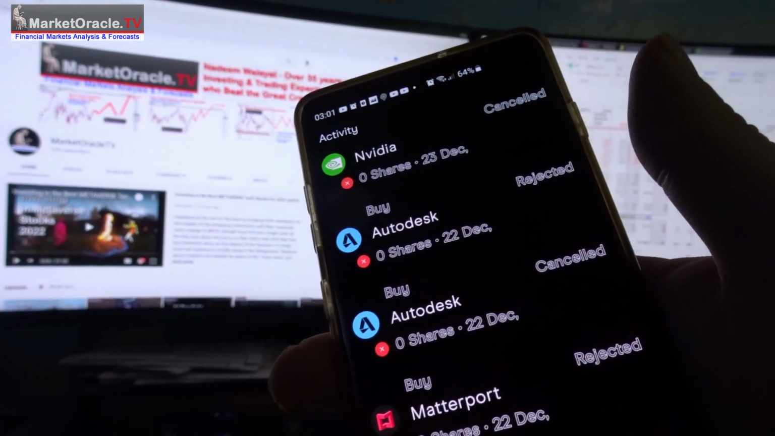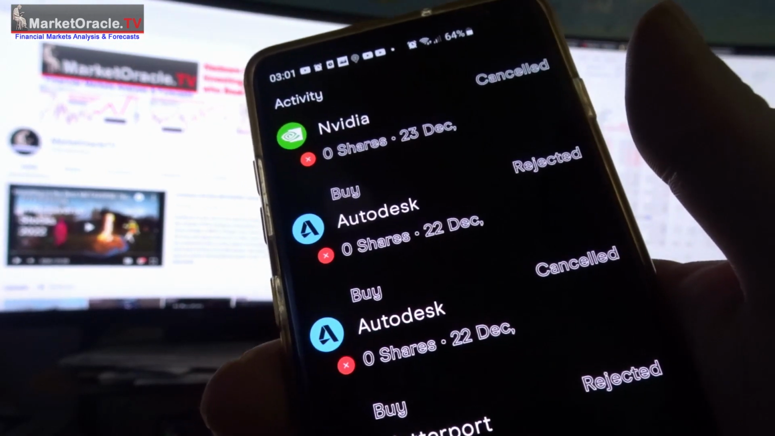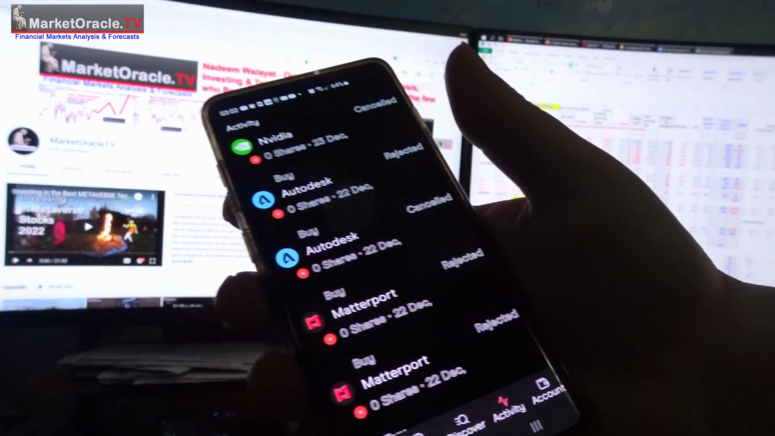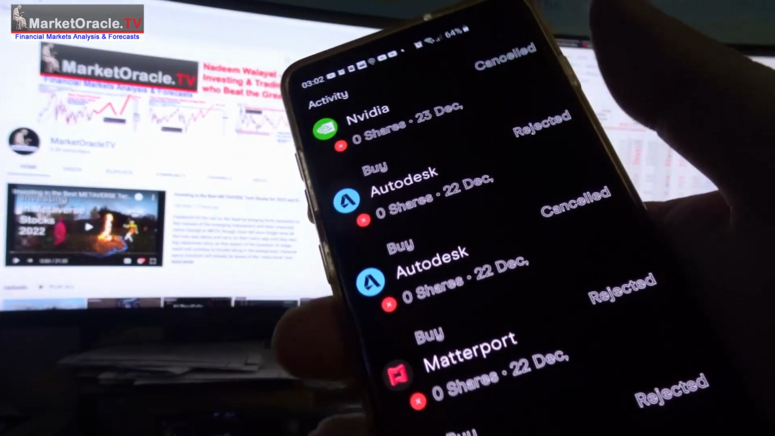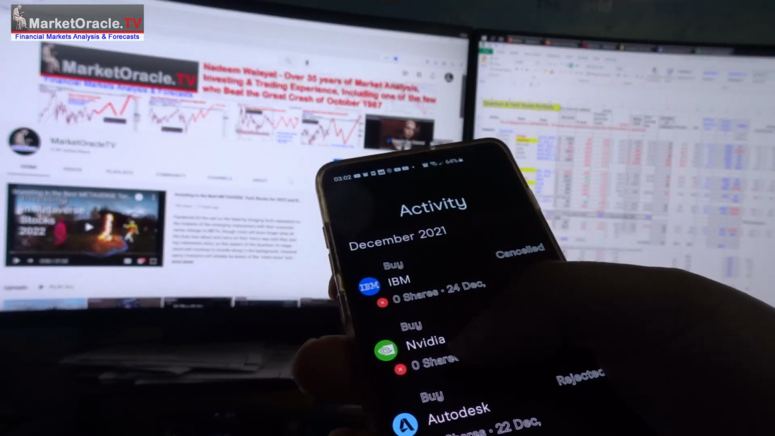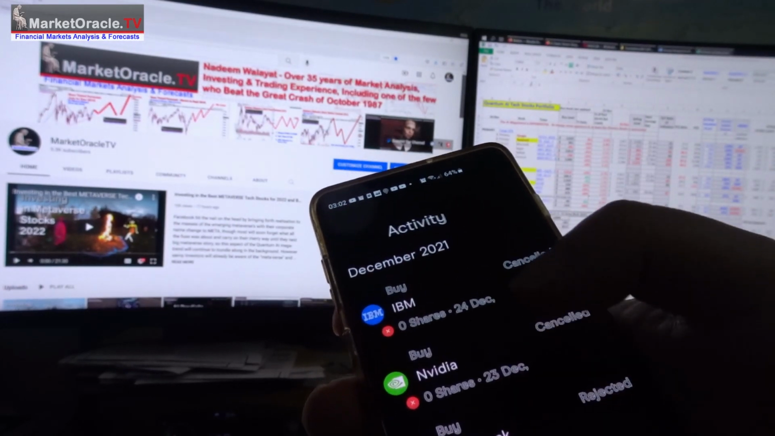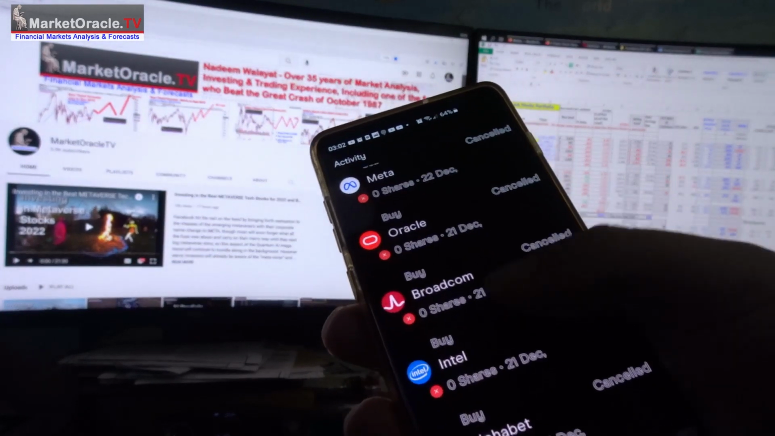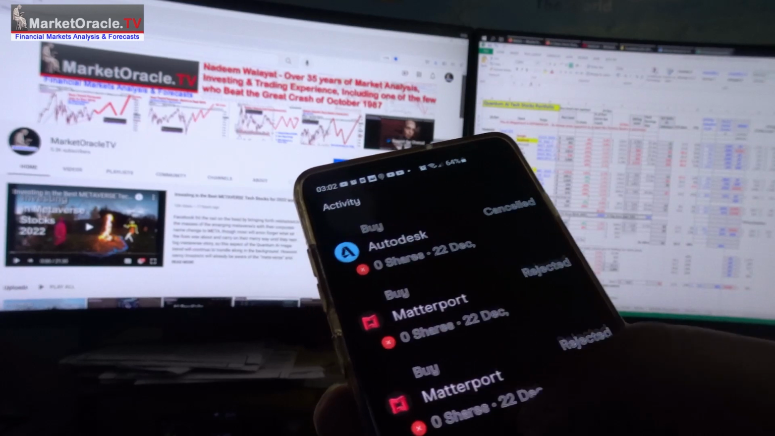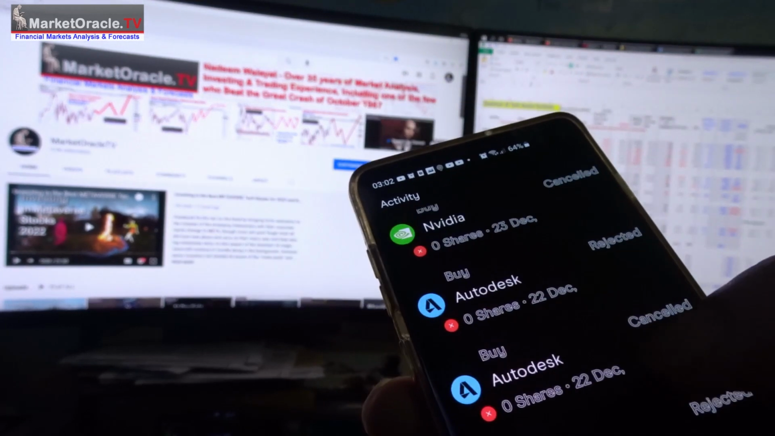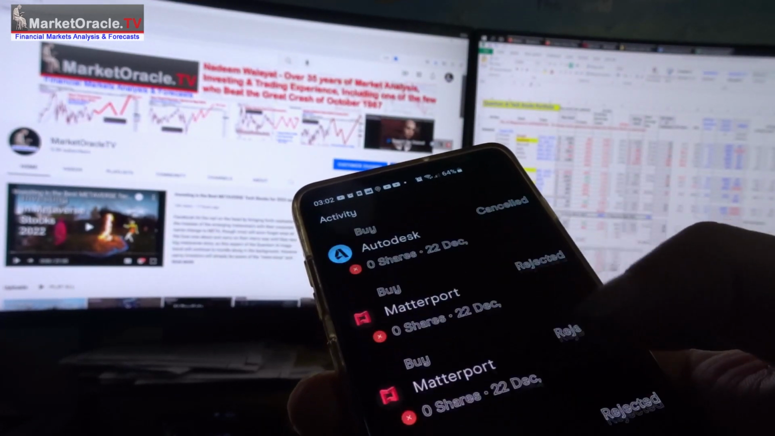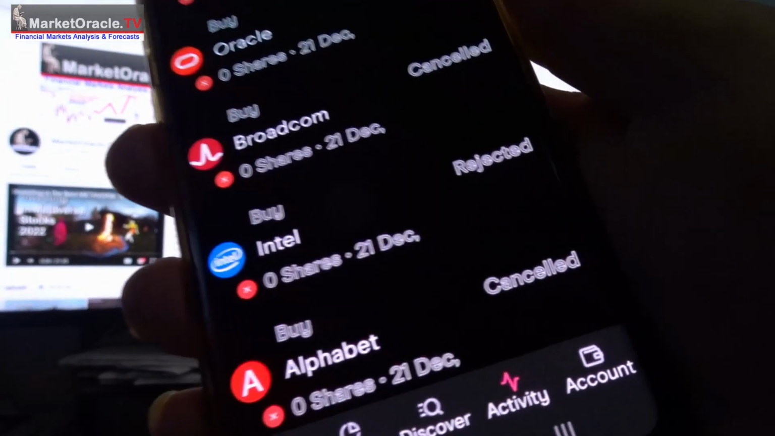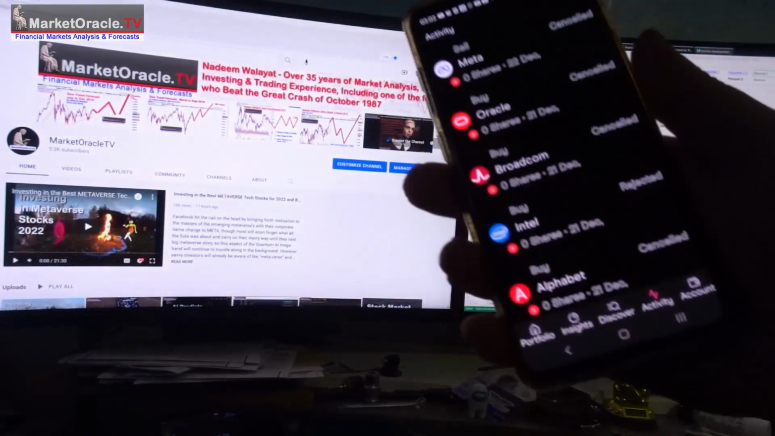And AUTODESK, cancelled and rejected. What's the point of paying £10 extra a month for limit orders when you can't place them? So that's one of the glitches they've got. Like I say, not all of these cancelled orders are by them. If you think they are, they're not. Most are by me, because I cancel and reset. But all of the rejected ones are obviously by them. Rejecting AUTODESK, rejecting Matterport, rejecting Intel. What gives? So that's one of the glitches with FREETRADE.